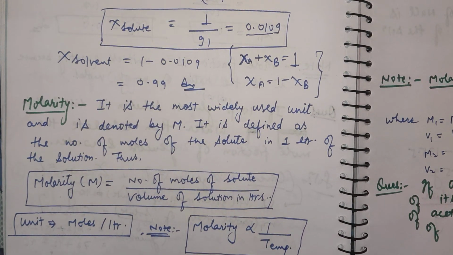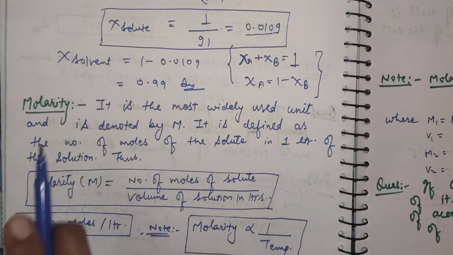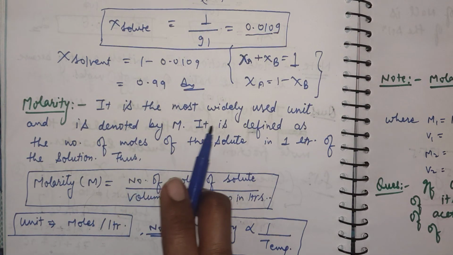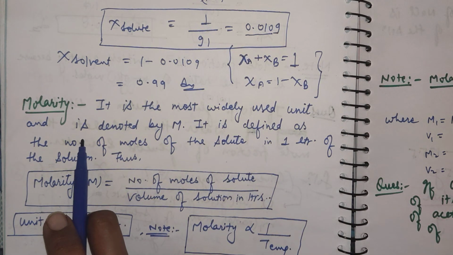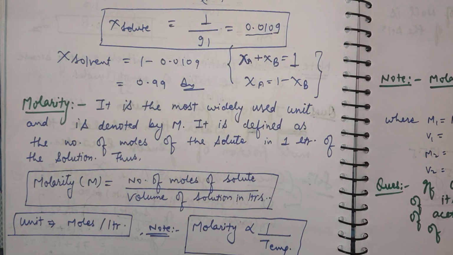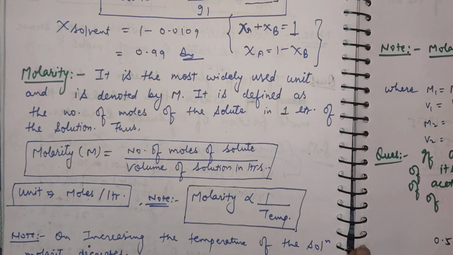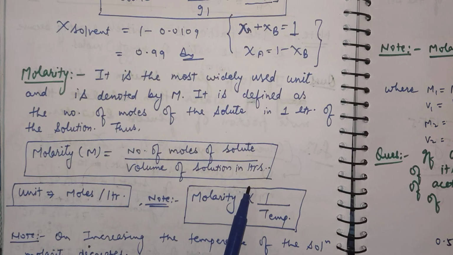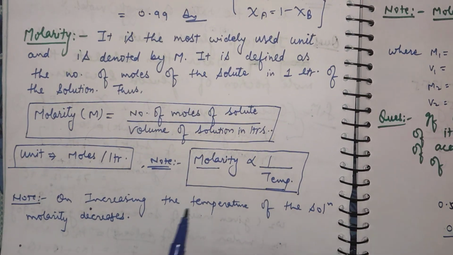Now come to the next concentration term, that is molarity. What is molarity? It is the most widely used unit and is denoted by capital M. It is defined as the number of moles of solute in 1 liter of the solution. Thus molarity is equal to the number of moles of solute upon volume of solution in liters. The unit is moles per liter. And one important note: molarity is inversely proportional to temperature, meaning on increasing the temperature of the solution, molarity decreases and vice versa.